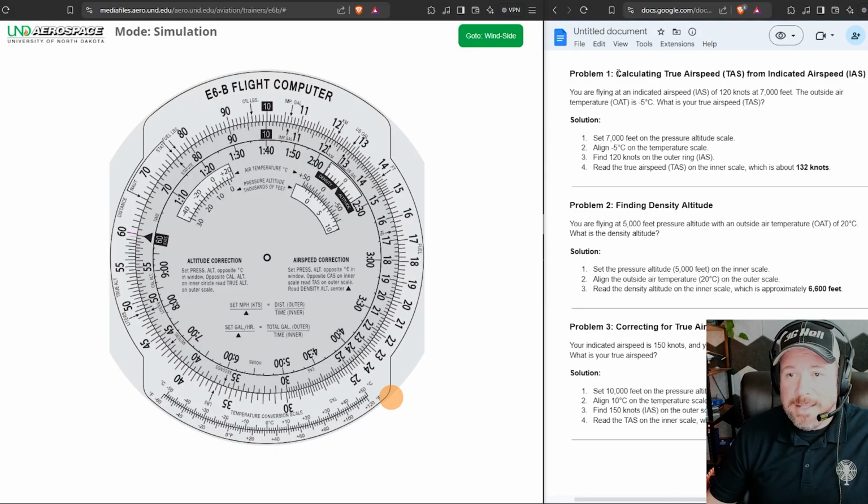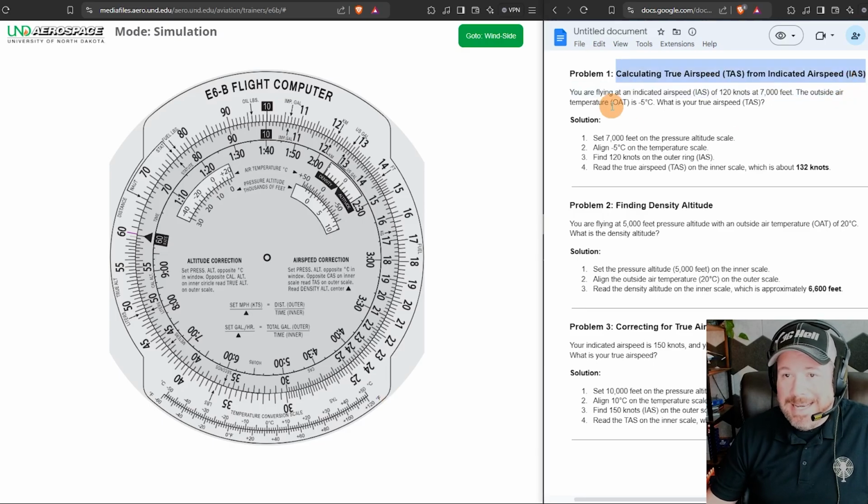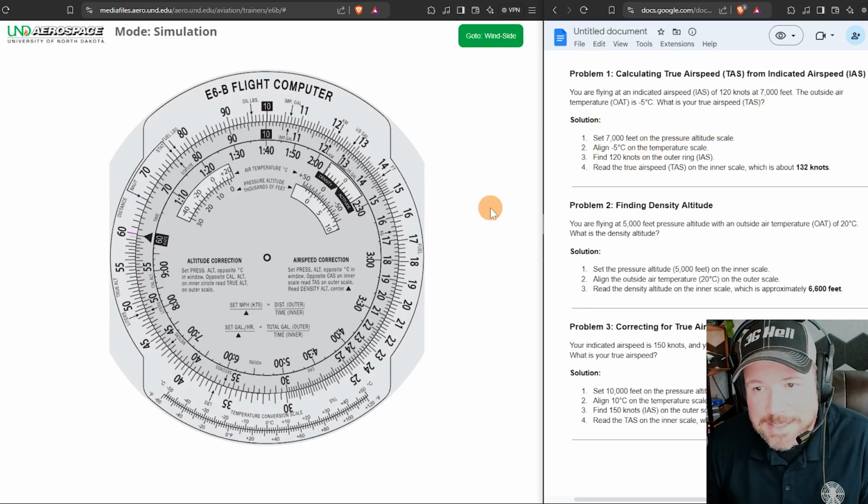Problem number 1, calculating true airspeed from indicated airspeed. You're flying at an indicated airspeed of 120 knots at 7,000 feet. The outside air temperature is 5 degrees Celsius. What is your true airspeed? So 7,000 feet on the pressure altitude scale and 5 degrees Celsius on the temperature scale.